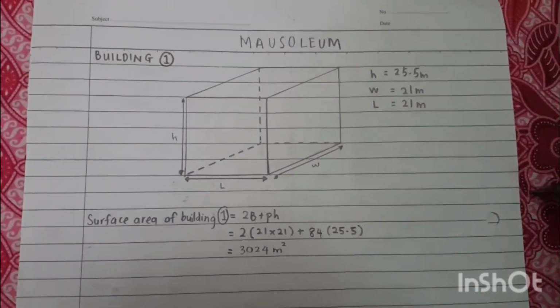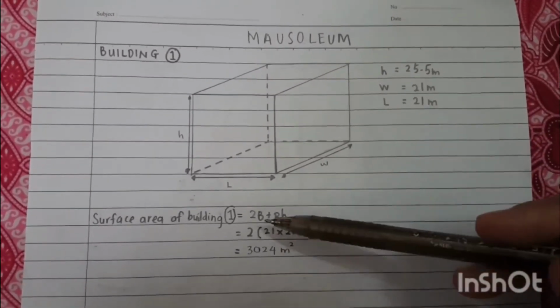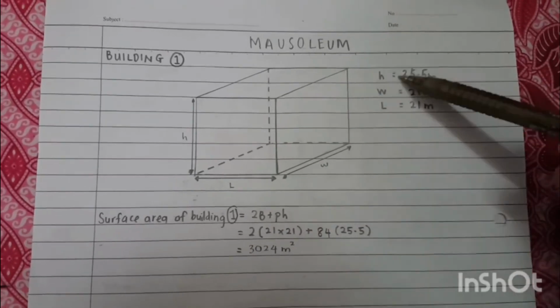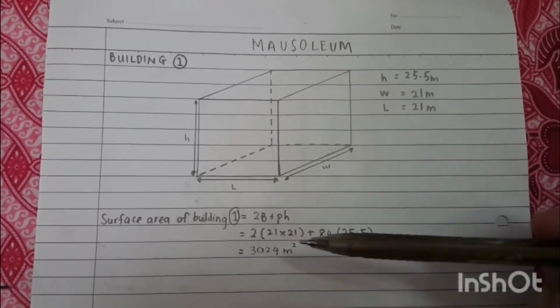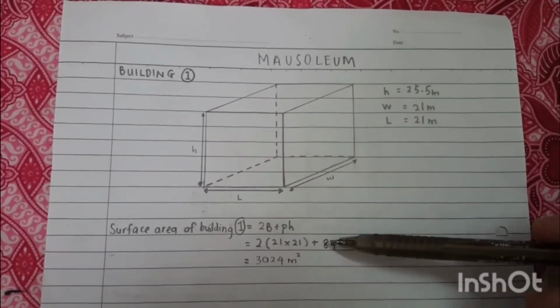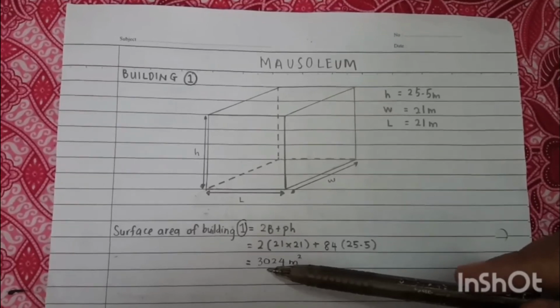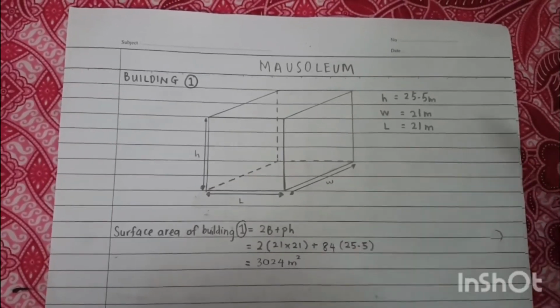Alright, next building 1. To find the surface area for building 1, we use this formula 2b plus bh. We insert the value into the formula: 2 multiplied by 21 multiplied by 21 plus 84 multiplied by 25.5. Then we got the answer 3024 meters squared.